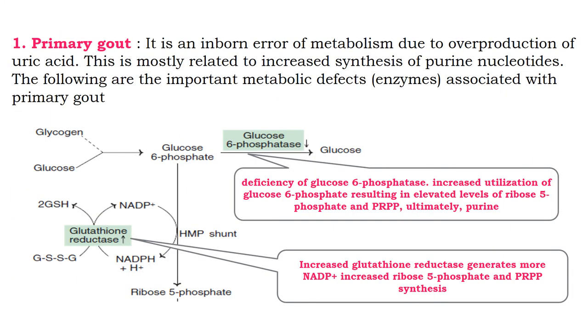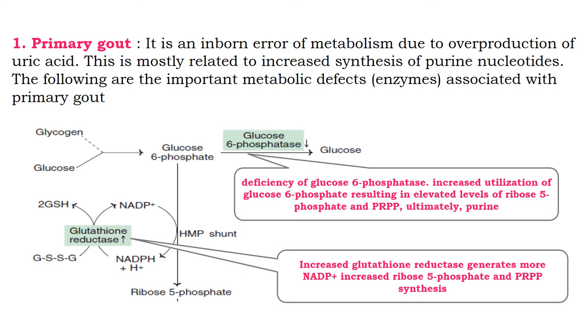So it's an inborn error of metabolism due to the overproduction of uric acid. So this is mostly related to the increased synthesis of purine nucleotides. So the following are the most important metabolic defects which are associated with primary gout. So what happens is the glycogen or glucose is converted into glucose 6-phosphate and then to ribose 5-phosphate. So this is the HMP shunt pathway. Now there is an enzyme called glucose 6-phosphatase. So this will convert glucose 6-phosphate back into glucose, and this can be converted into glucose 1-phosphate, or this can be stored as glycogen.